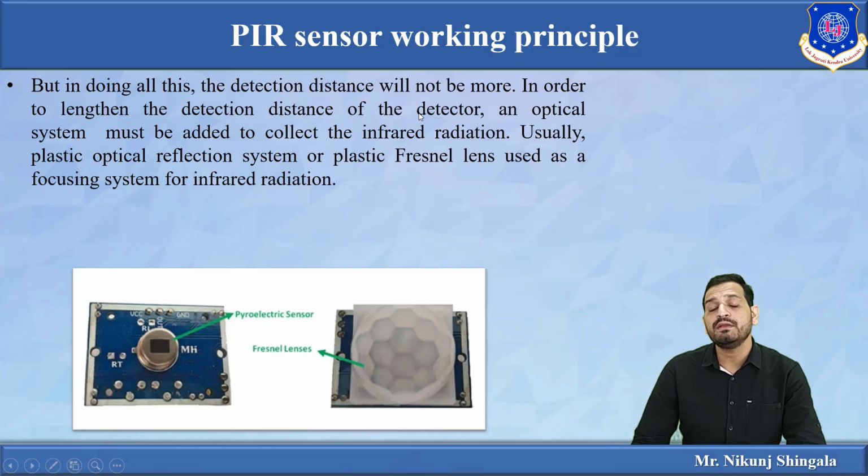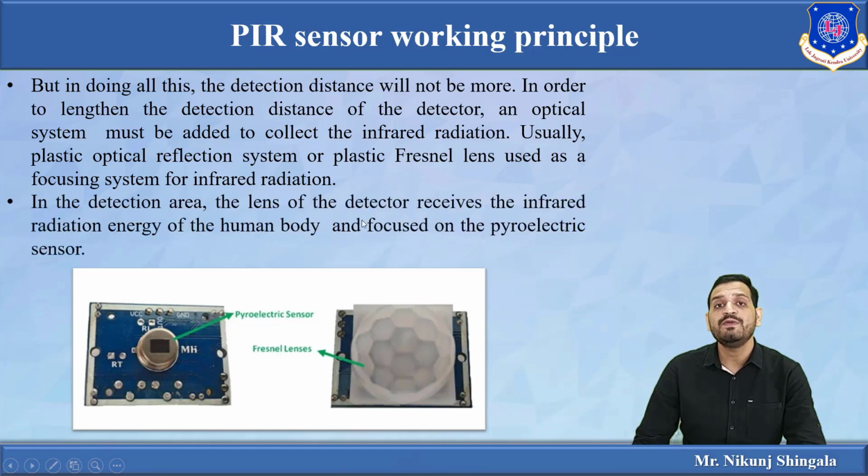Okay, so if we want to increase the detection distance, in order to lengthen the detection distance of the detector, an optical system must be added to collect the infrared radiation, usually a plastic optical reflection system or a plastic Fresnel lens. So here you can see the plastic Fresnel lens is placed on the pyroelectric sensor, and it is used as a focusing system for infrared radiation. Okay, so ultimately it will increase the radiation detection range. So in the detection area, the lens of the detector, this white color one you can see, receives the infrared radiation energy from the human body and focuses that infrared radiation on the pyroelectric sensor.